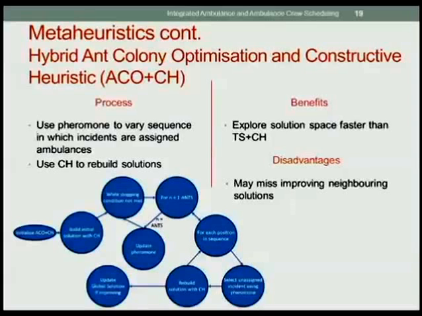Where the tabu search explored neighborhoods, this one uses the pheromone to try and work out the best order in which to sequence your incidents. And then it assigns them one at a time and updates your pheromone after about every n iterations.